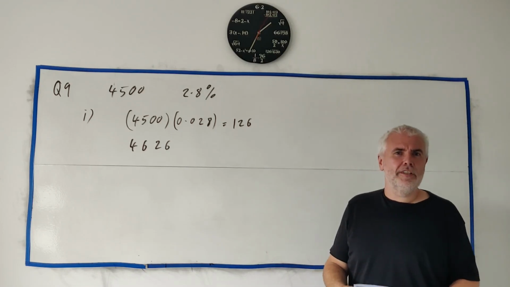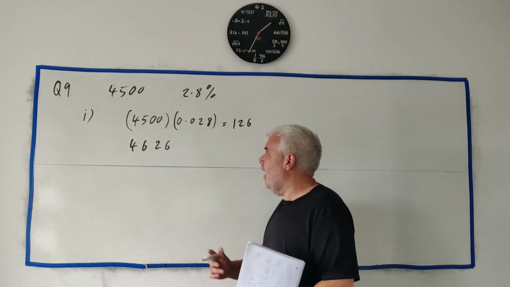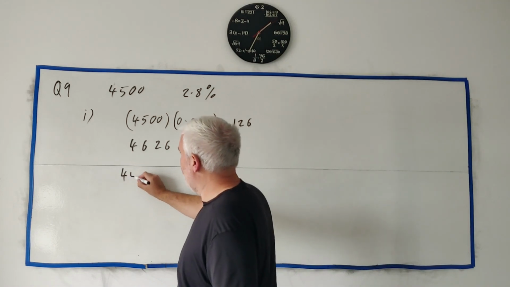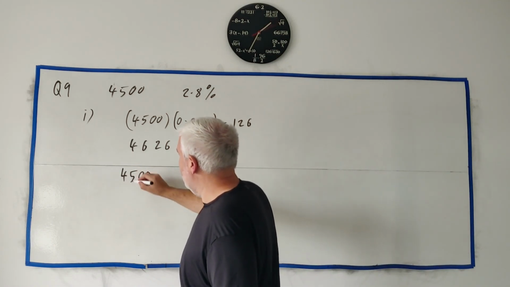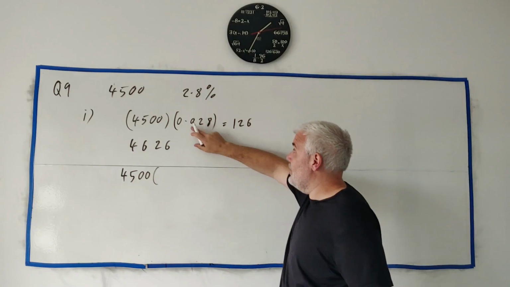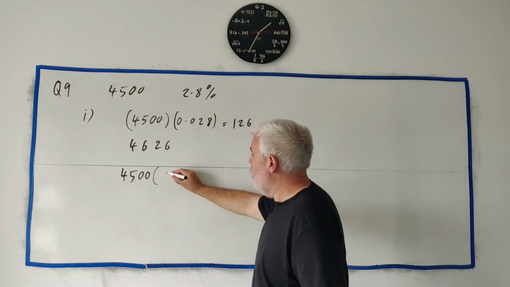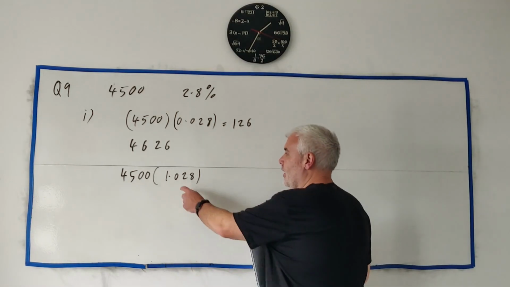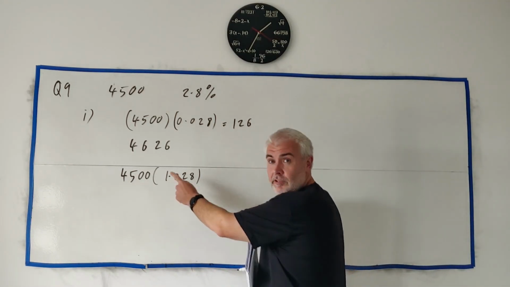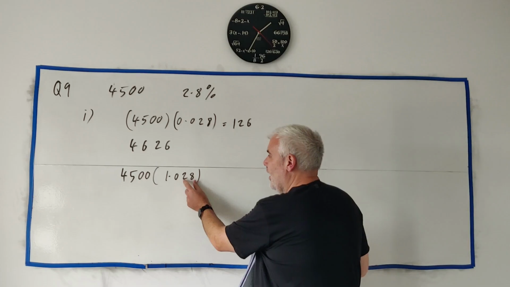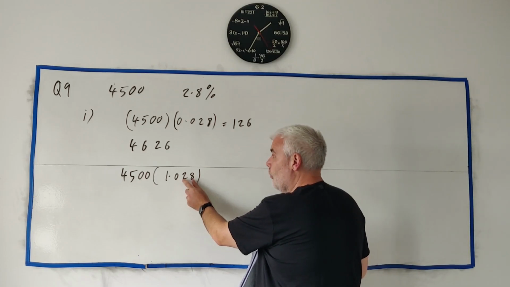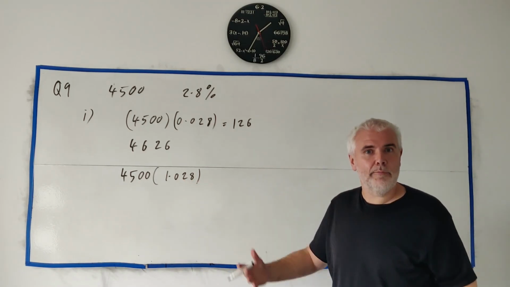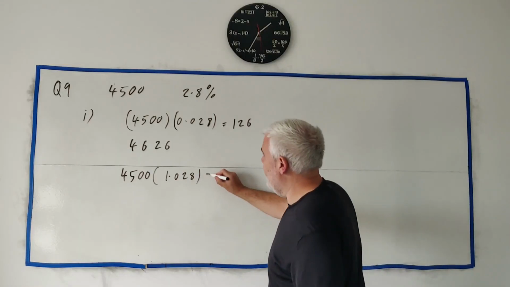There's a faster way to do that. If you're going to deal with interest a lot, it's helpful to remember it. 4,500 multiplied by, instead of 0.028, 1.028. What this is doing is it's giving you the original amount, that's the 1 part, and it's adding on 0.028, which is the percentage. Put all that in and you'll get 4,626.